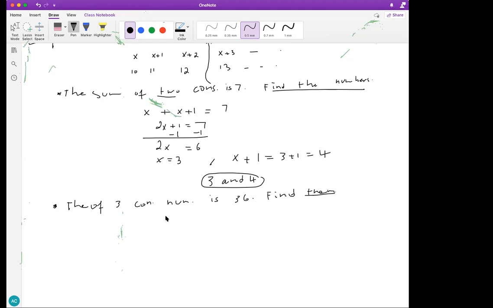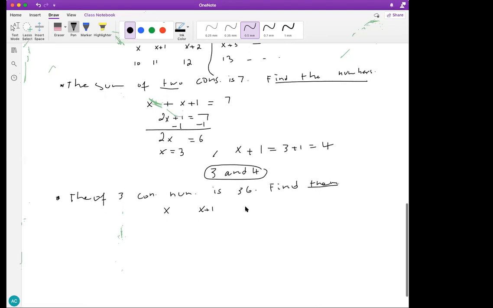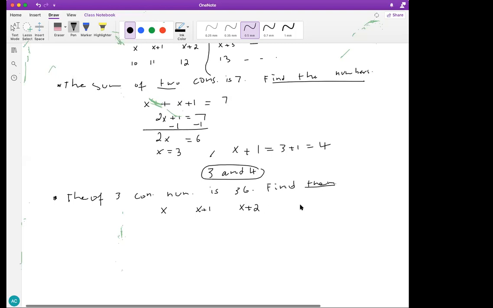So let the first number be x. If the first one of the three consecutive numbers is x, what is the next one again? X plus 1. That's right. What would be the third one in line? X plus 2. That's right. So whatever that number might be, the next one would be that number plus 1, the third one would be that number plus 2, and so on.